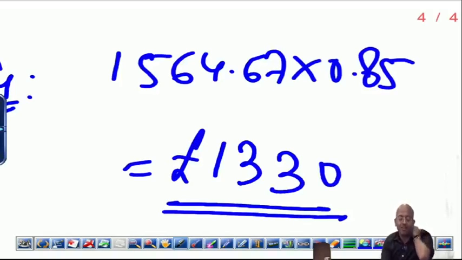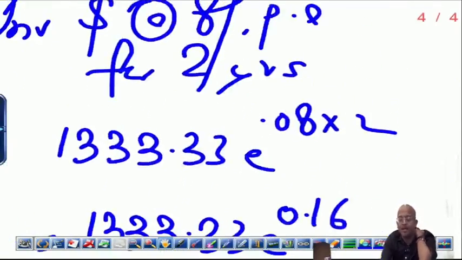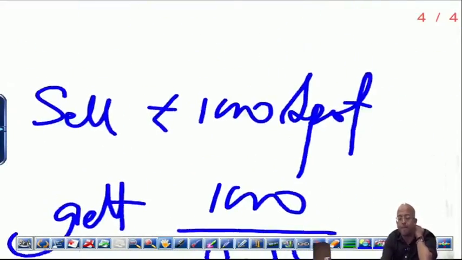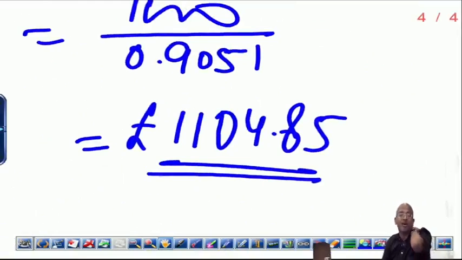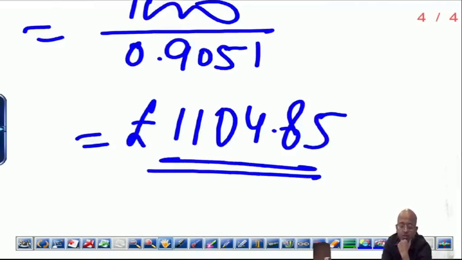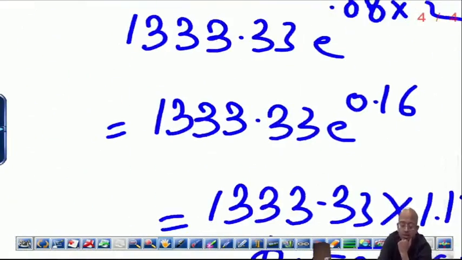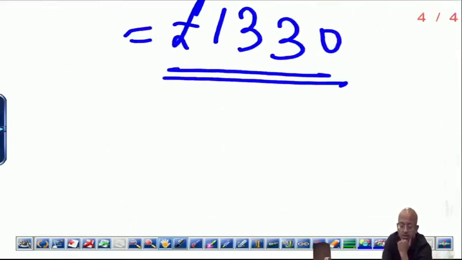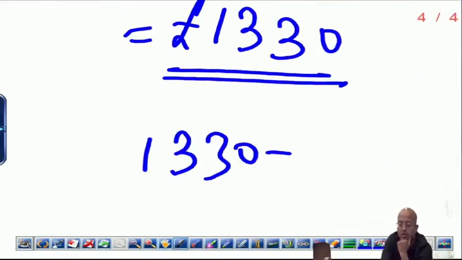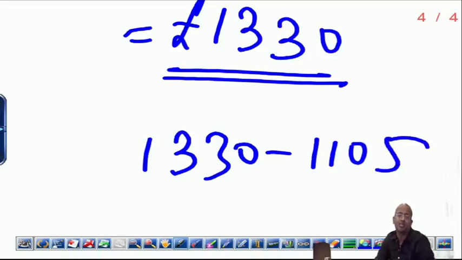Fourth step. While in the first step, what is it that we are going to repay? We are going to repay 1104.85. That means 1105. So 1330 minus 1105 is the arbitrage profit. I have written approx. Do not fight over this. You have the exact figures in the solution. So 225 is the arbitrage profit.